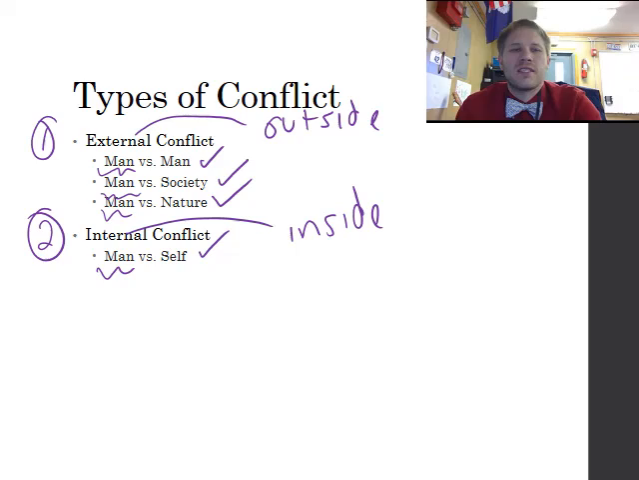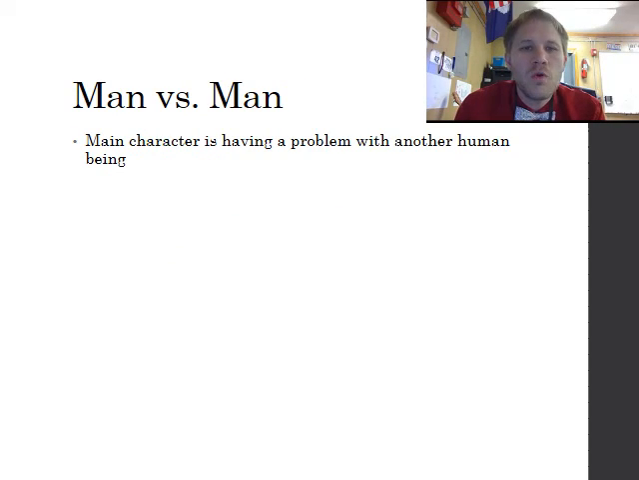Now let's look at the types and a couple of examples. We'll start with man versus man, which is a very simple type of conflict. If the story you're reading has man versus man conflict, it means that the main character is having a problem with another main character. You see here, I have another human being.